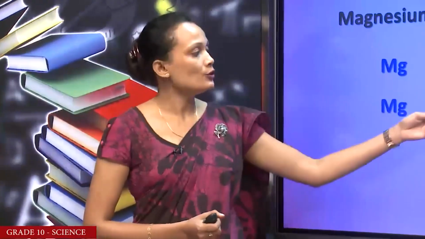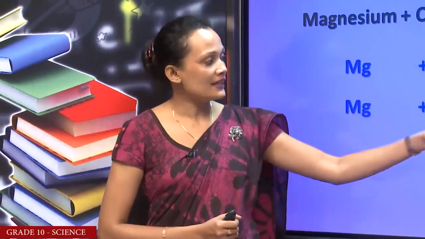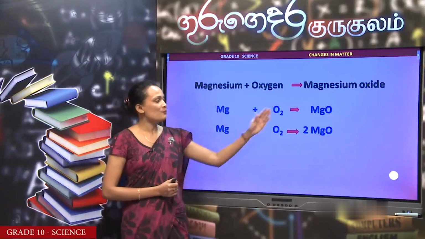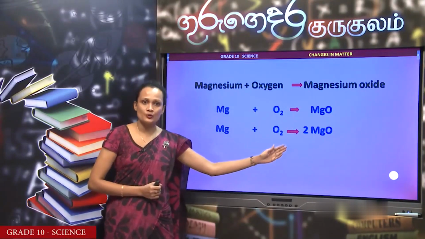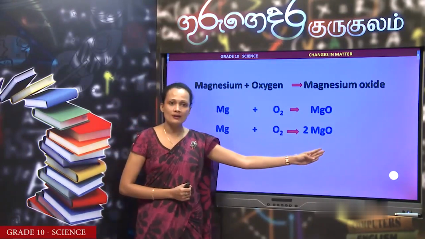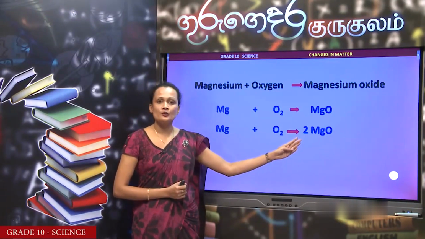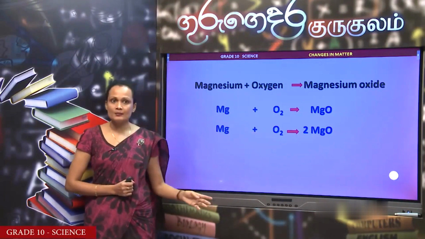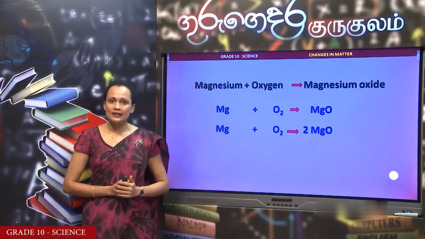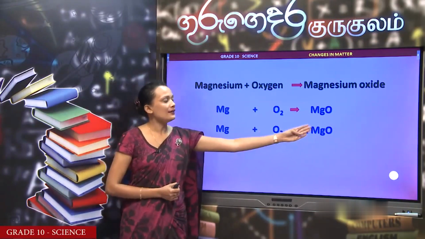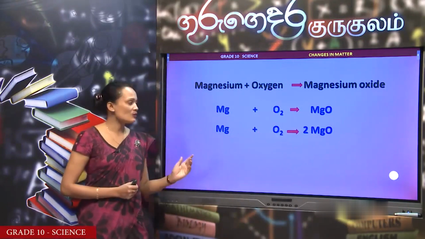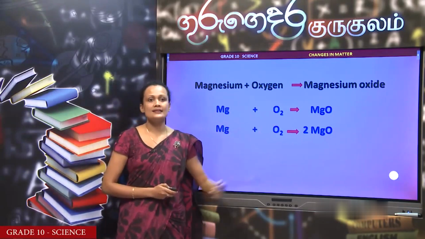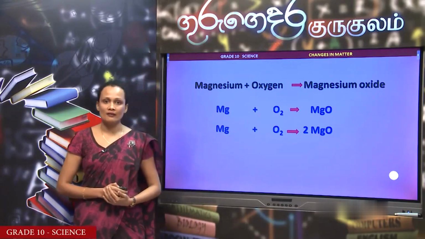In the reactants, two oxygen atoms are there. By putting 2 in front of the magnesium oxide, the number of magnesium atoms changes into 2 magnesium atoms and the number of oxygen atoms changes into 2 oxygen atoms. Now, if we consider the oxygen atoms on both sides, they are equal. Here 2 oxygen and here 2 oxygen. Now, let's see the magnesium again. Here 1 magnesium, here 2 magnesium. That means magnesium is not balanced.